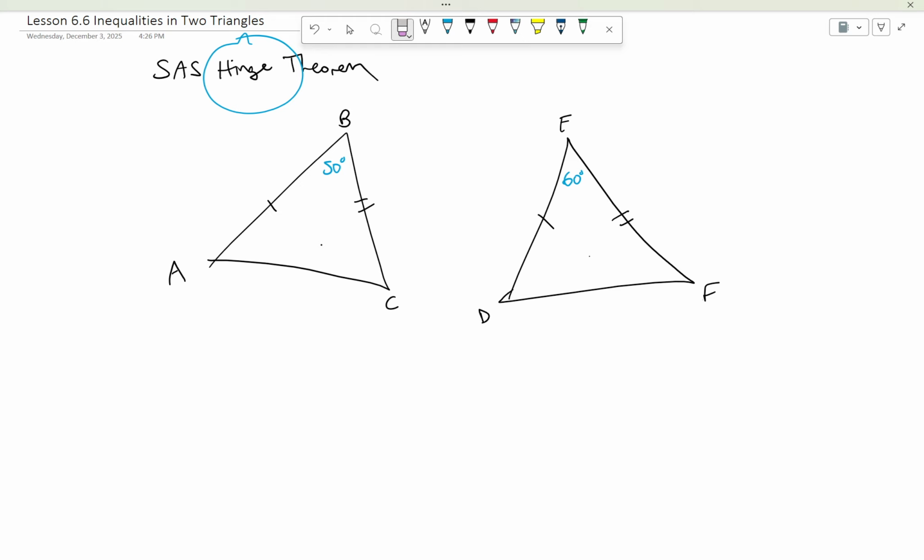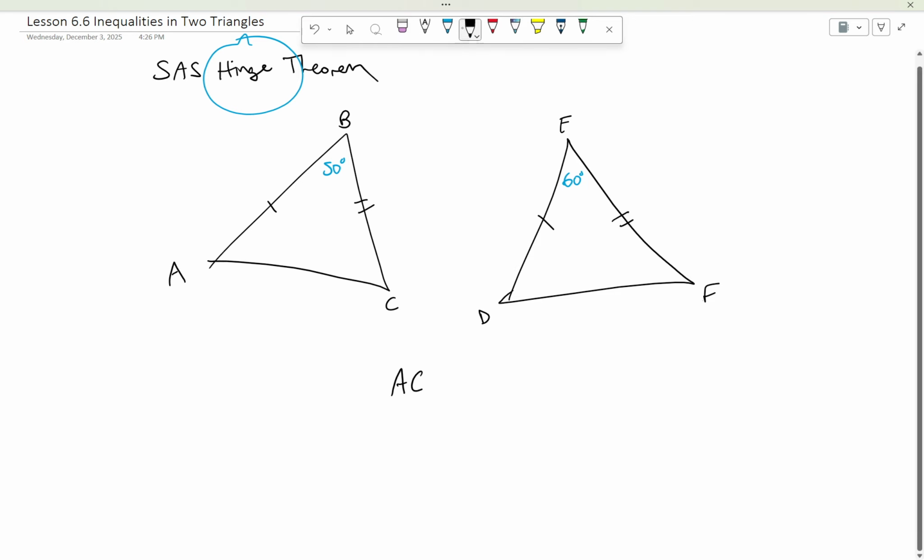Since these two sets of sides are congruent, we just look at the side opposite these included angles, and we can make the same determination correspondingly. So AC is going to be the smaller of those two. So AC will be less than DF.